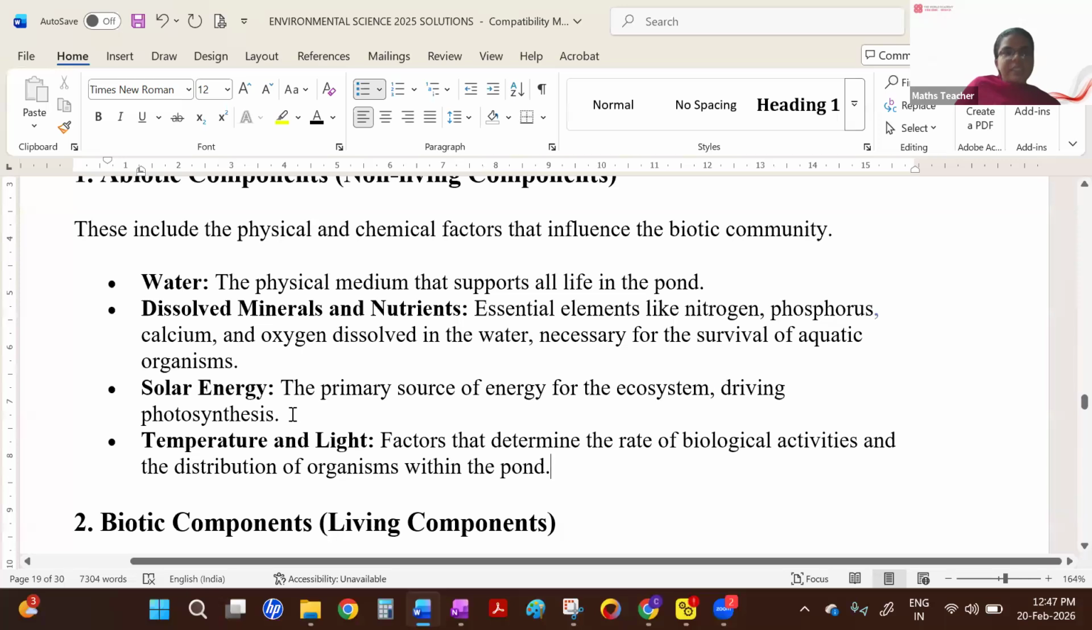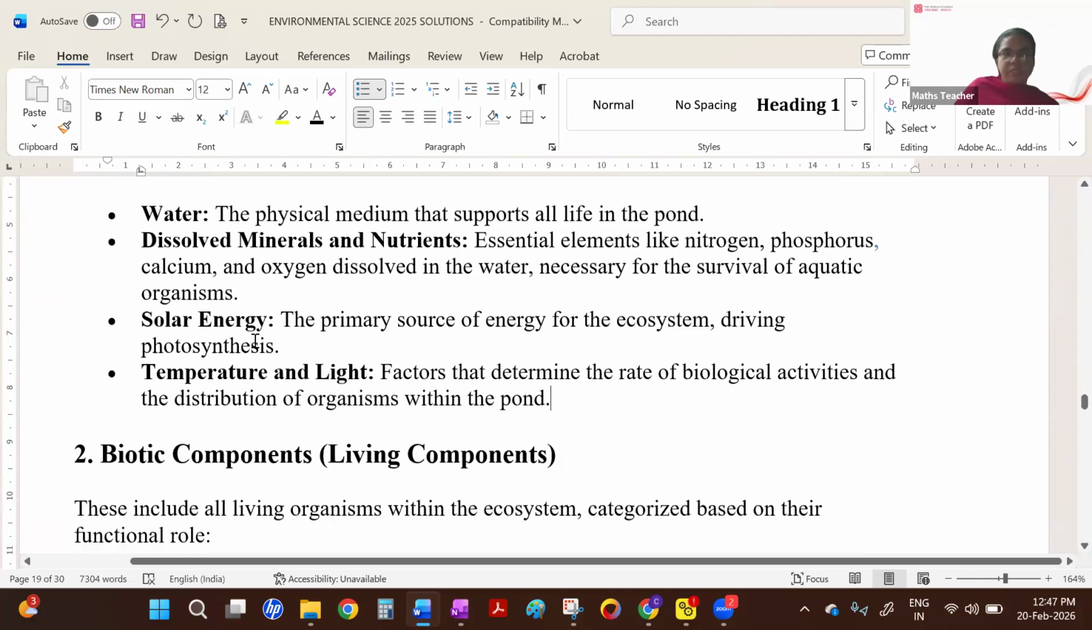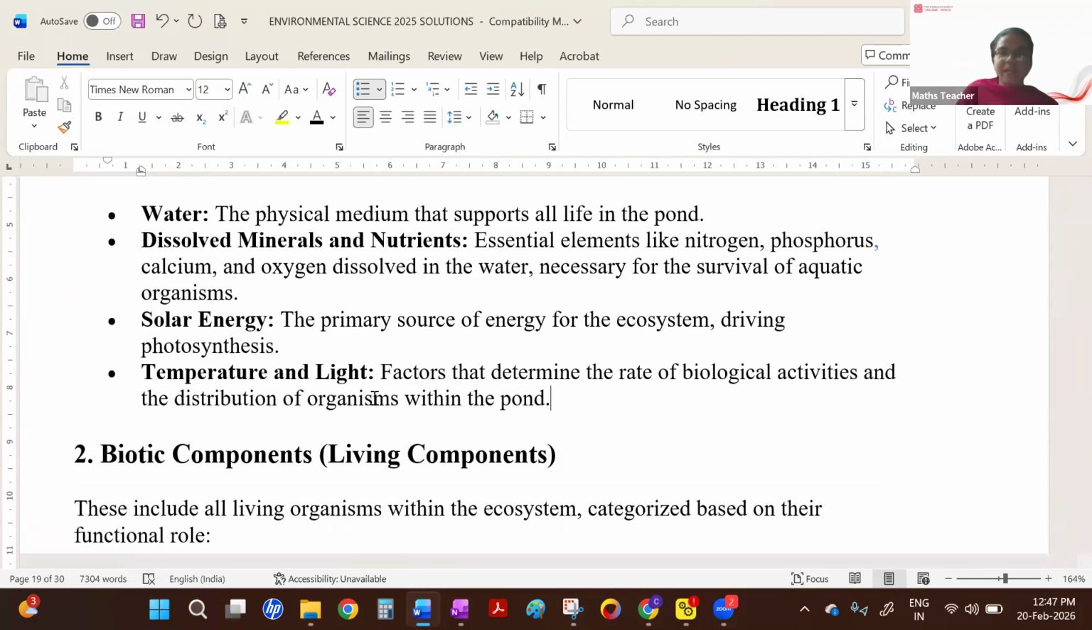And then solar energy, the sun. It is the vital source for all of the life, right? The primary source of energy for the ecosystem, which drives photosynthesis. And then temperature and light, even the climate and the temperature. So what is the temperature and how much light is received by that pond? All of these factors are called abiotic factors.